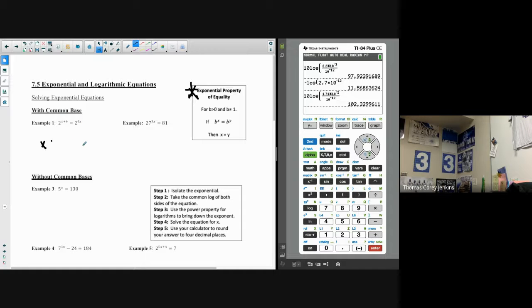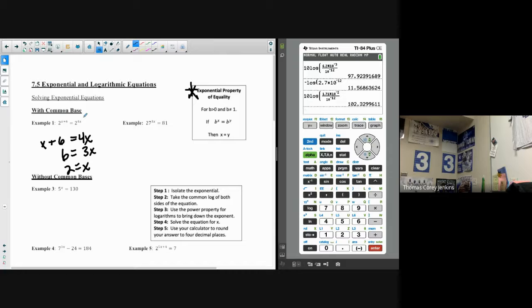So we're just going to say x plus 6 equals 4x, and then solve that linear equation. What we end up with is 2 equals x. And then you can always check. If I plug back in, this side would be 2 to the 2 plus 6, so 2 to the 8. This side would be 2 to the 4 times 2, so also 2 to the 8. And we know, without really figuring out what 2 to the 8th is, that 2 to the 8th equals 2 to the 8th.